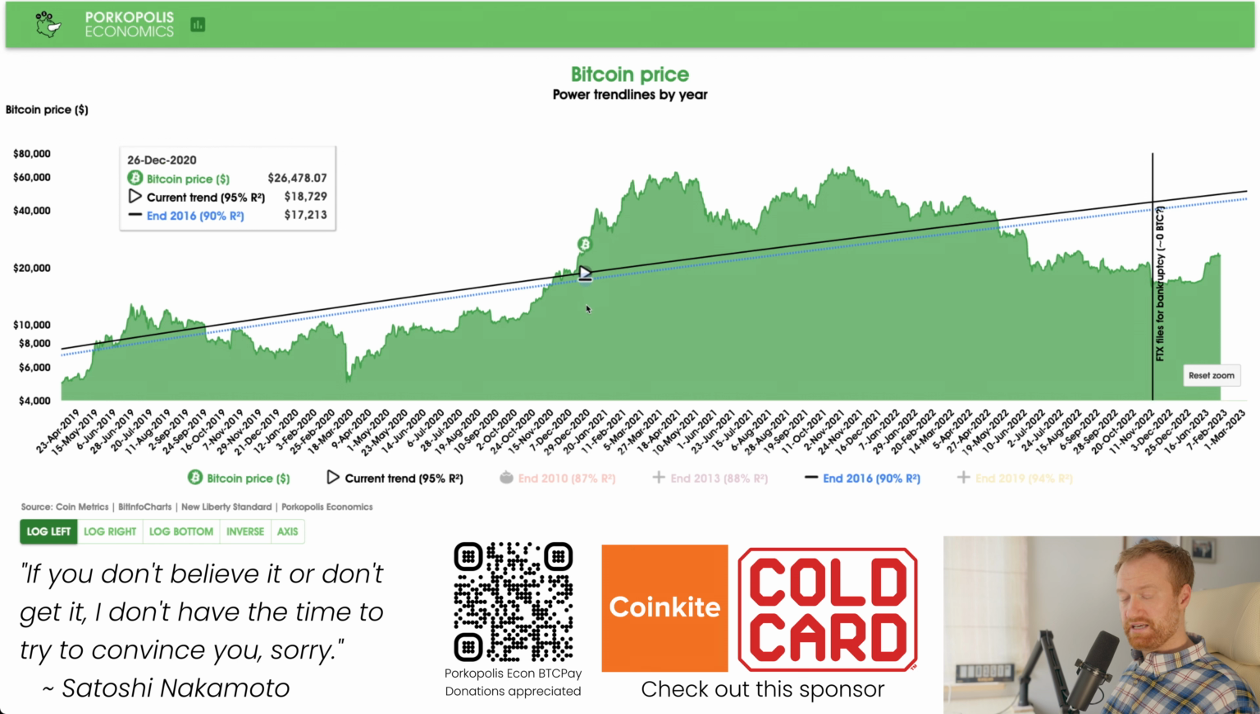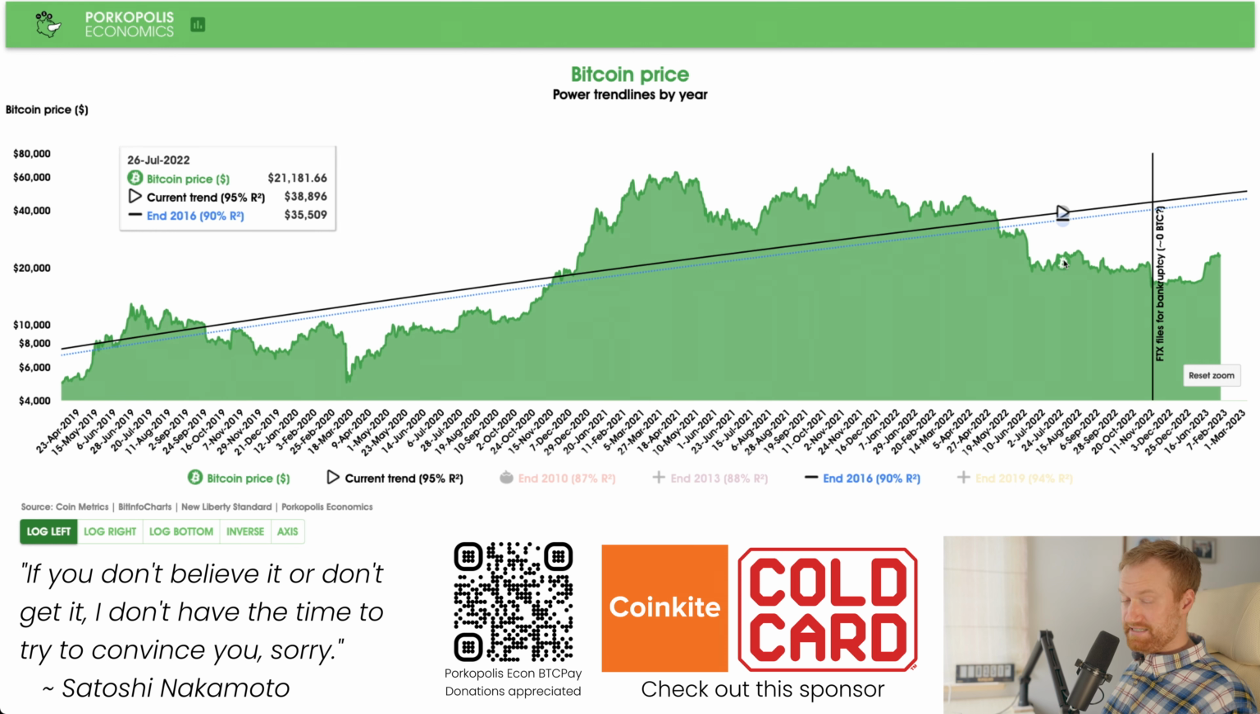But here's the interesting thing. Based on every year's trend lines in 2011, 2012, 2013, just looking at all the evolution of the progression of power trend lines each year, seeing how they look, seeing how they predict out.